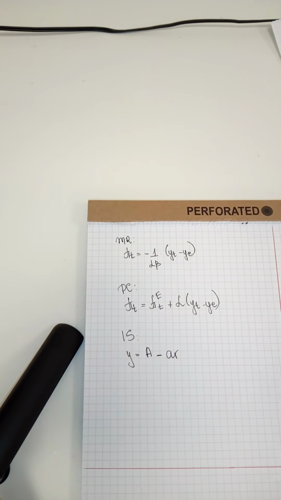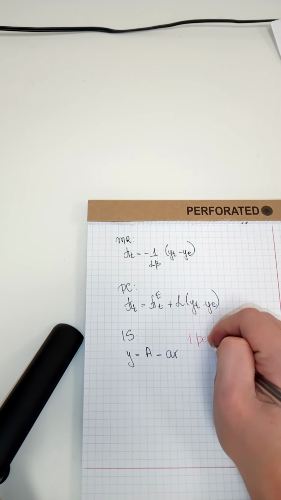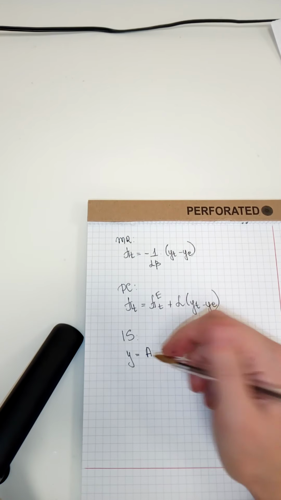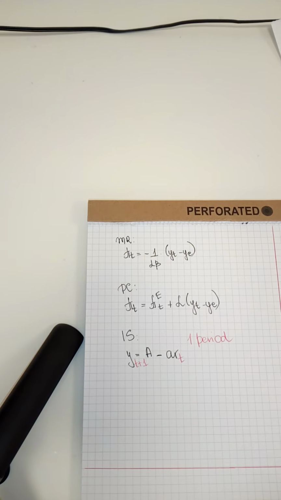And for the IS curve, we assume output to be equal to aggregate demand minus AR. So here we have to introduce a minor adjustment and assume a 1 period lag for the IS curve. So any change in interest rate in period t will affect the economy only in the next period, or t plus 1. I believe it makes sense, because no one reacts to changes in interest rate immediately. So it just adds some explanatory power to this model.